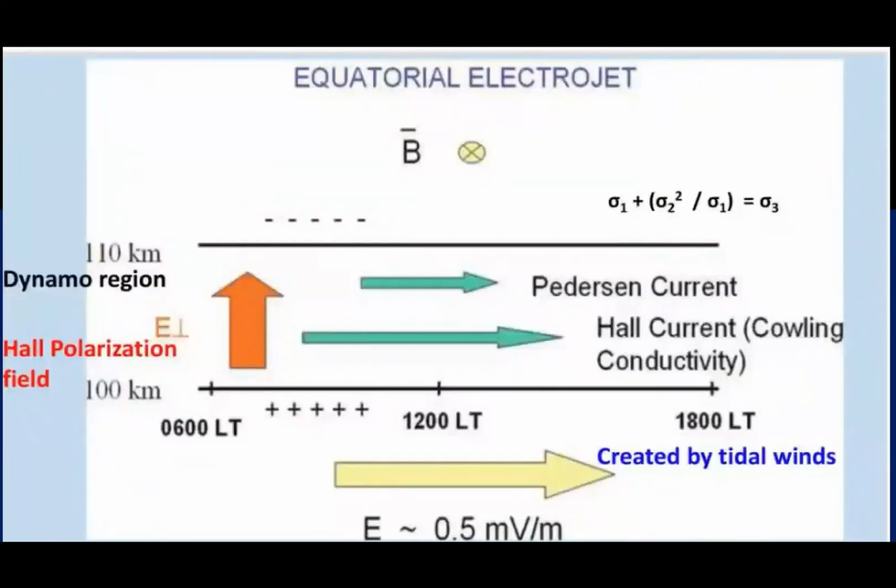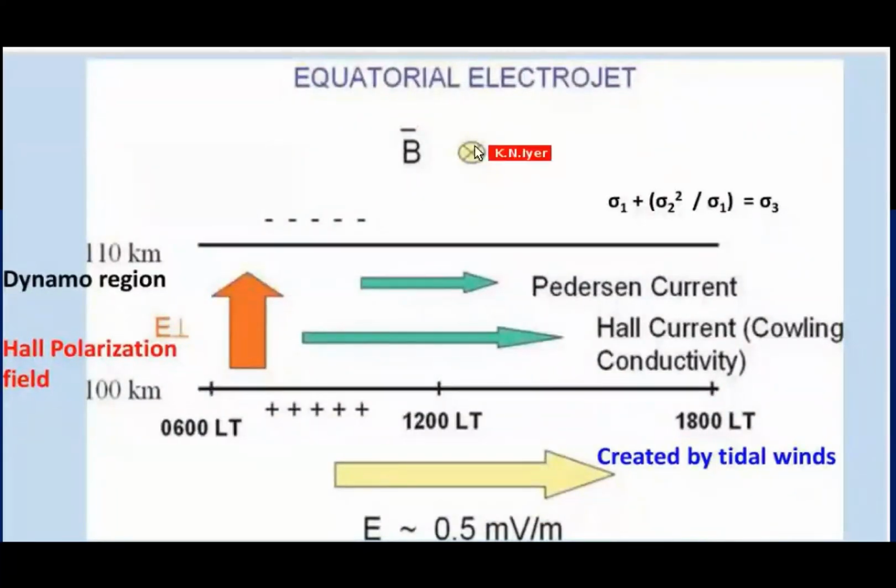This is to explain the mechanism of the electrojet. We said that the dynamo electric field is generated in the dynamo region, between about 100 to 110 kilometers. The primary electric field created by the tidal wind and the dynamo action is in the eastward direction, with a typical value of about 0.5 millivolts per meter. We should also know that there is a magnetic field, indicated by this, in the northward direction.